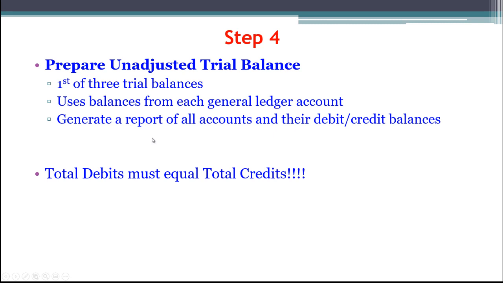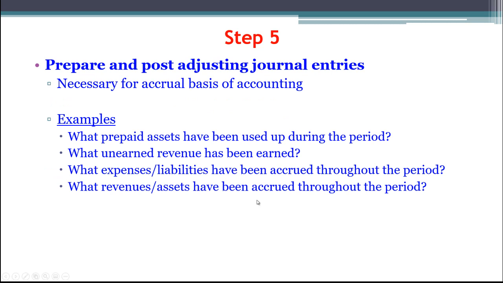Now, some of those accounts are going to have a debit balance. Some of those accounts are going to have a credit balance. The total debits and the total credits for that trial balance must equal. That's one of the rules, and we're going to see that when we see the examples later on. Right now, we're just running through the steps. We're going to see examples for this later.